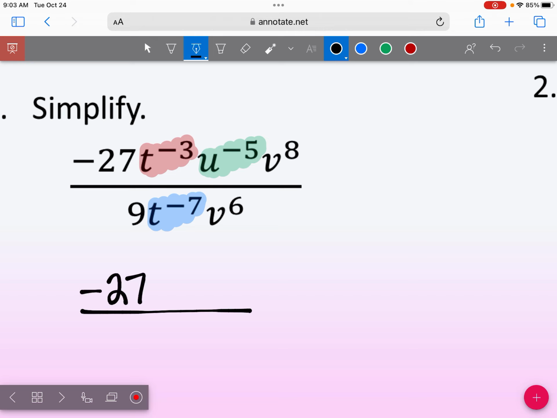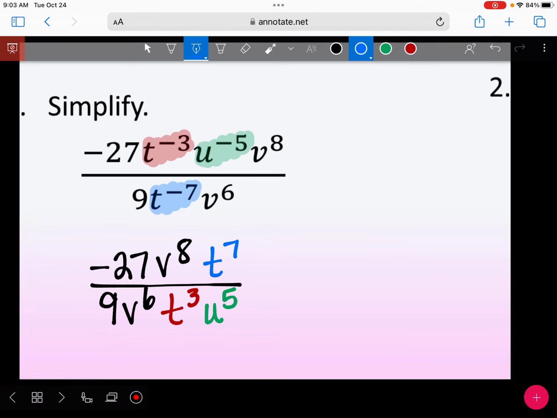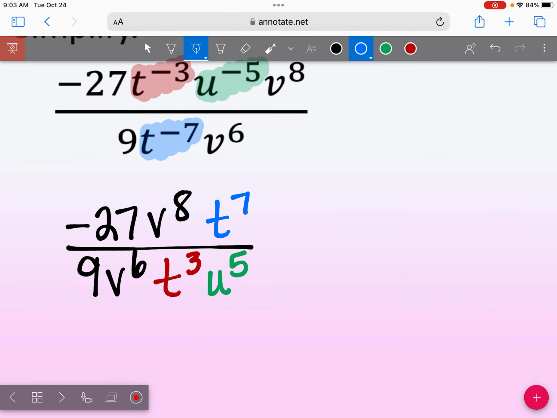So that would be negative 7v to the 8th over 9v to the 6th. I'm moving the t to the negative 3 down, and that becomes positive. The u to the negative 5 is going to come down and become positive. And the t to the negative 7 is going to move up and become positive. So now we only have positive exponents. And we keep going until we have only one of each letter.